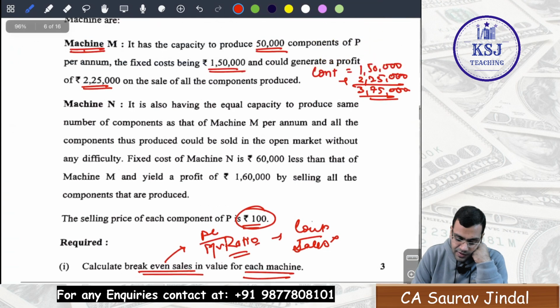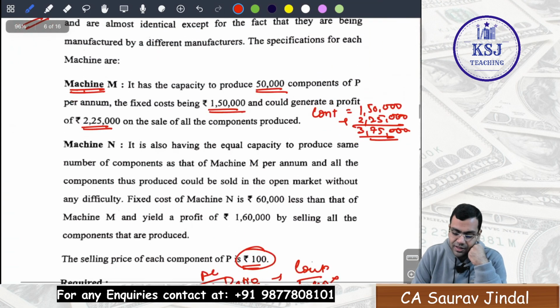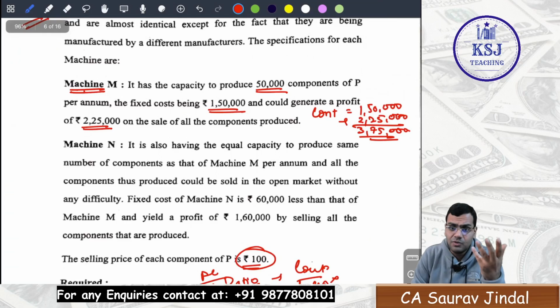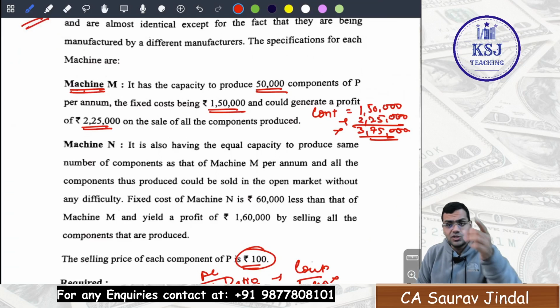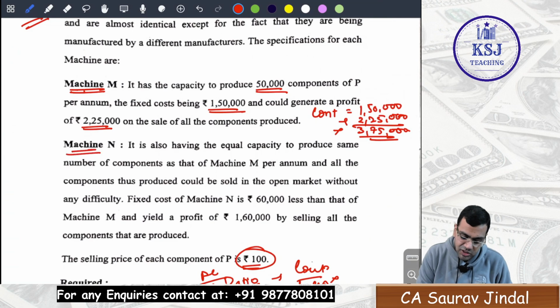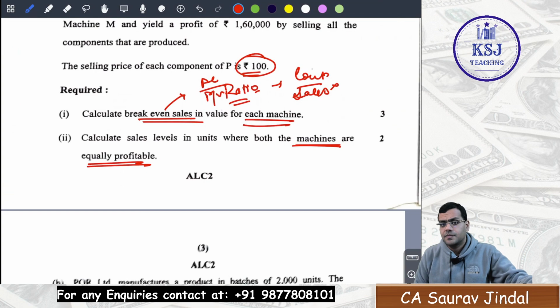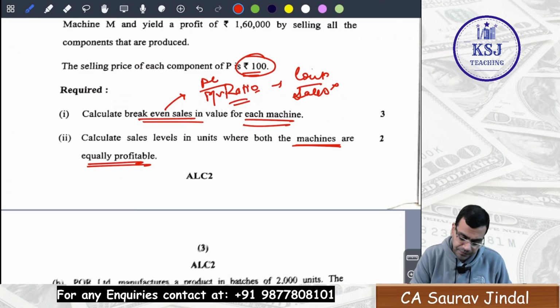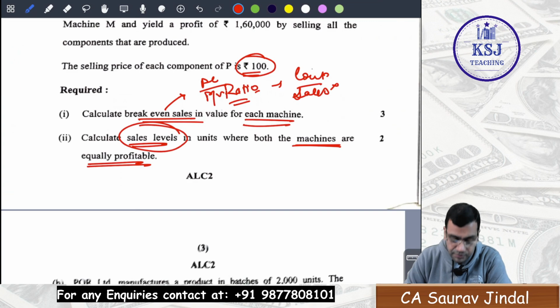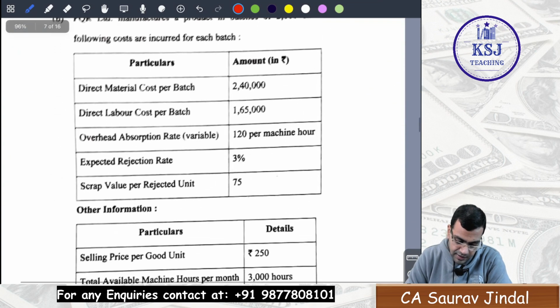And the contribution that machine M could have generated, we can calculate as fixed cost plus profit. Similarly for machine N, we could have calculated the break-even sales. Then the sales where both machines are equally profitable, the indifference point, is the difference in the fixed cost divided by the difference in variable cost per unit. That will give you the sales level where both the machines are equally profitable.